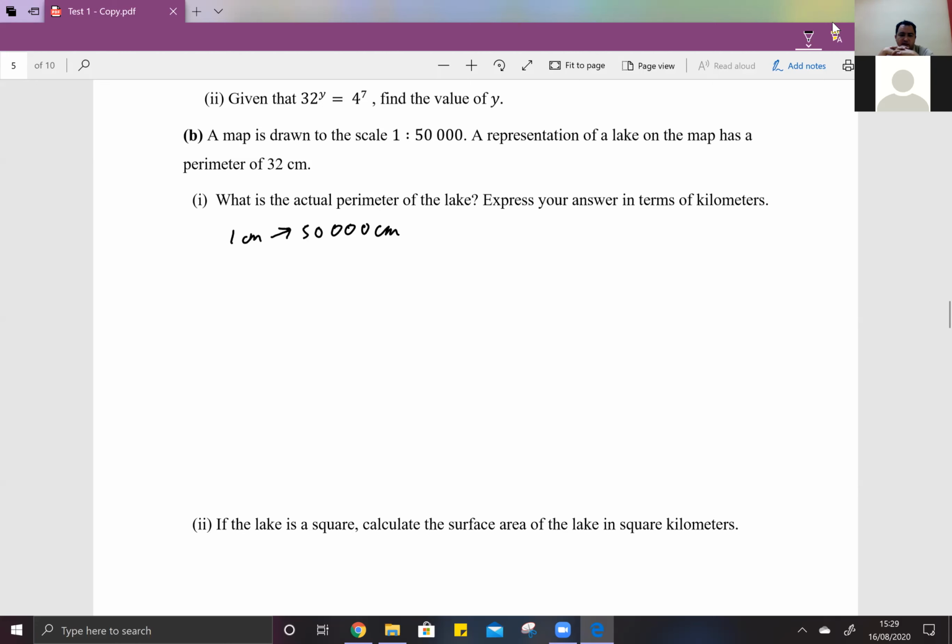Now just below this, we have to find the actual perimeter of the lake. What is the actual perimeter of the lake? The map perimeter is 32 centimeters. Just below this, arrowhead, X centimeters. Usually this kind of scale problem, this is how we solve it because it's related to rate and ratio problems. Draw a line under this 32 and X.